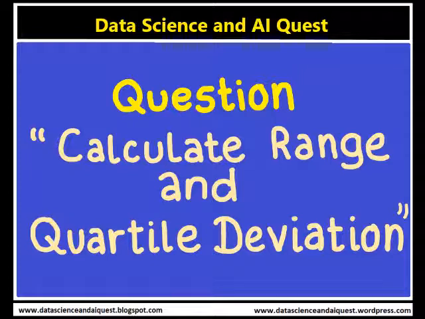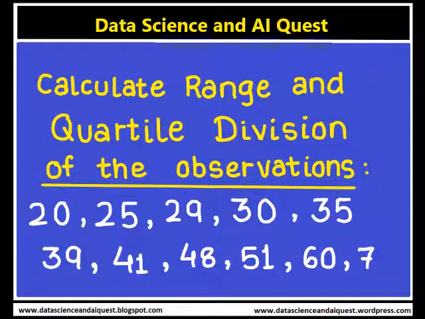In this post, we will be looking at an example, a question over which we will be calculating a range and a quartile deviation over a sample data. So in this data set, we have been provided data like 20, 25, 29, 30, 35, 39, 41, 48, 51, 60 and 70. Over this data set, we need to find out the range and quartile deviation of the observations.